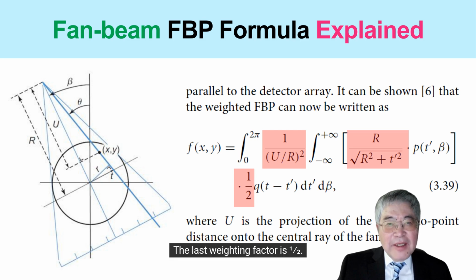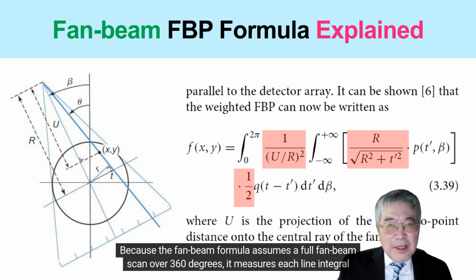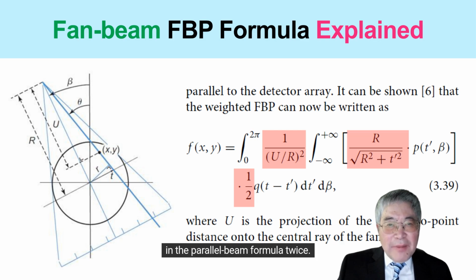The last weighting factor is 1/2. This one is easy to explain. Because the fan beam formula assumes a full fan beam scan over 360 degrees, it measures each line integral in the parallel beam formula twice. Hence, we must apply 1/2 to compensate for doubly sampling.